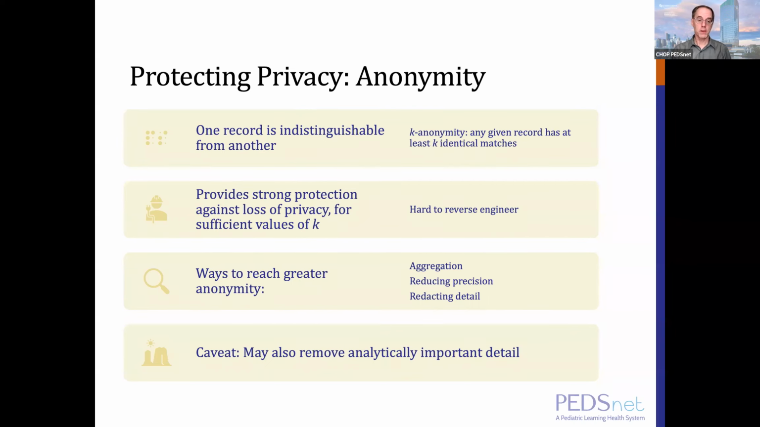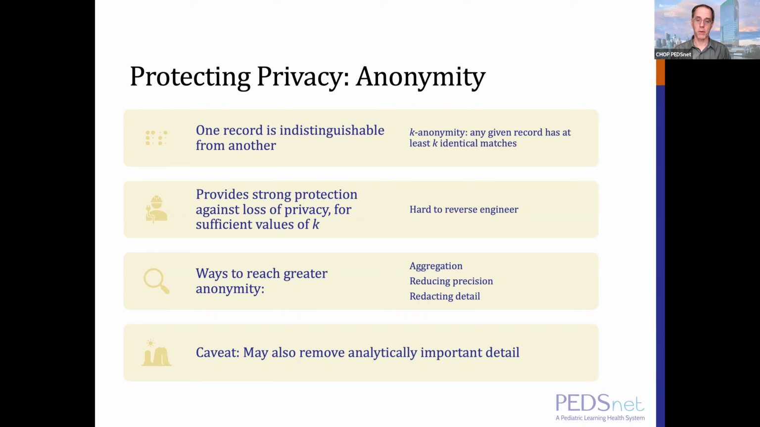This is desirable in that it provides a strong protection against loss of privacy if K is large enough, because you can't make the distinction among the members of that K subset. In particular, because there is no difference between those records, it's very hard to reverse engineer the data set to get back to a single person's record.